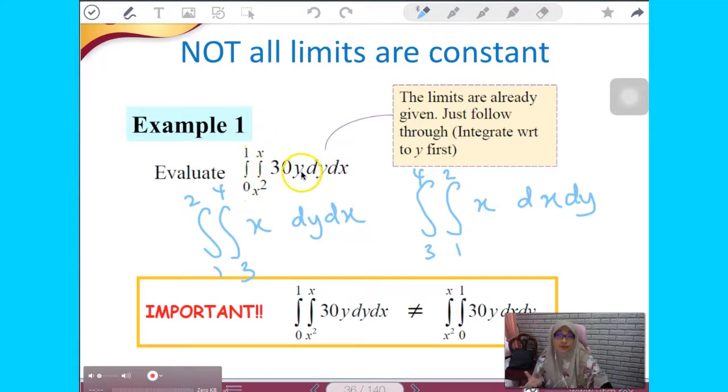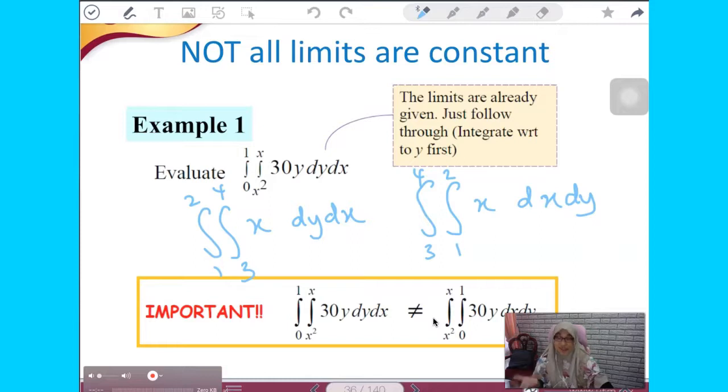So let's say you want to change the order of integration. You can just change from dy dx to dx dy. But if you just change directly, by swapping the location of the limits, for example putting the 0, 1 inside and then putting x squared, x outside, it cannot happen like that.